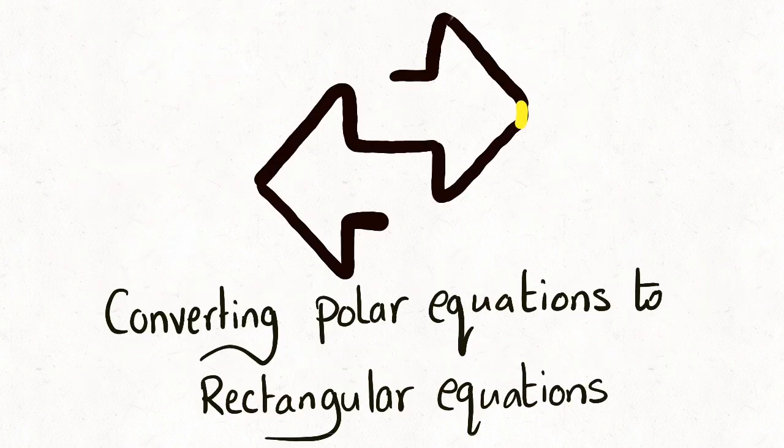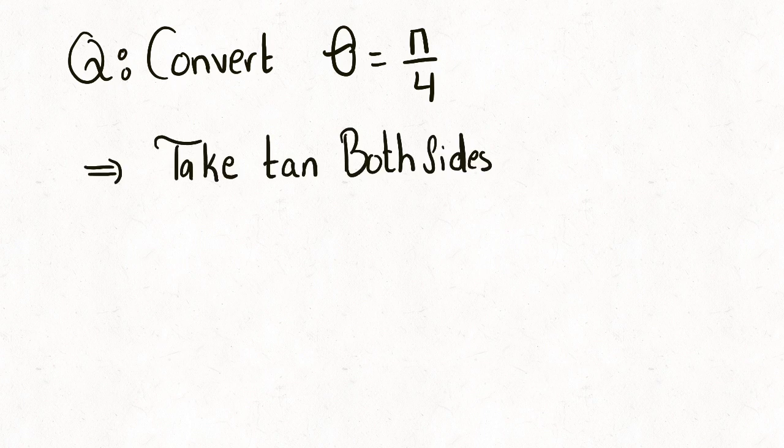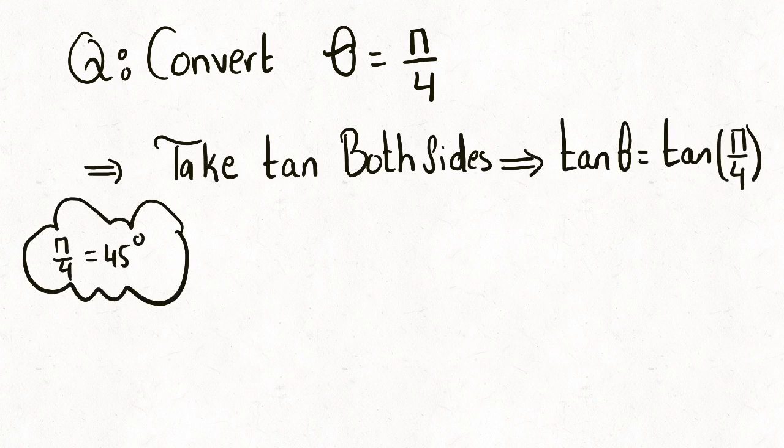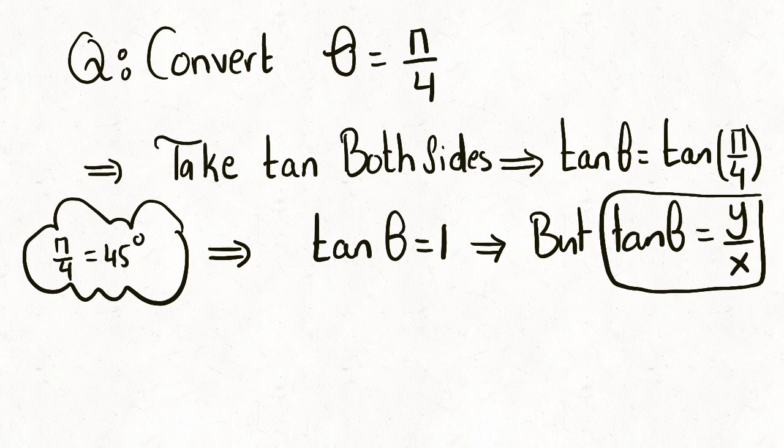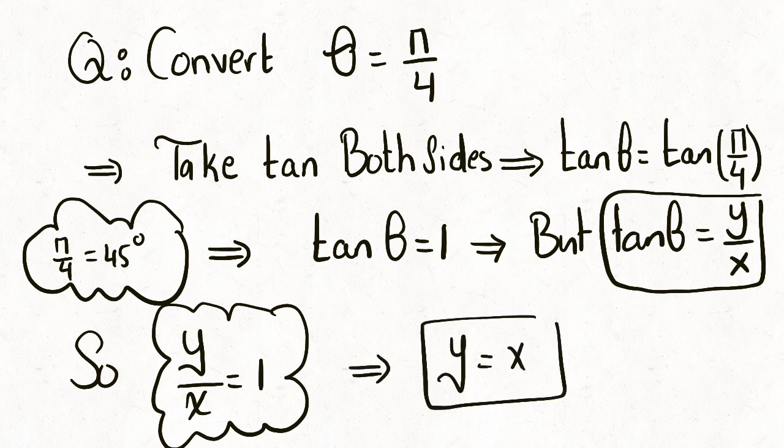Converting polar equations to rectangular equations. Convert theta equals pi over 4, or theta equals 45 degrees. Now take tan of both sides. Tan theta will equal tan 45, which is 1. Thus tan theta equals 1. But tan theta is basically y over x. Thus we will say y over x equals 1. We do cross multiplication, we simplify, then we will discover that y equals x is the answer, and it's a line.